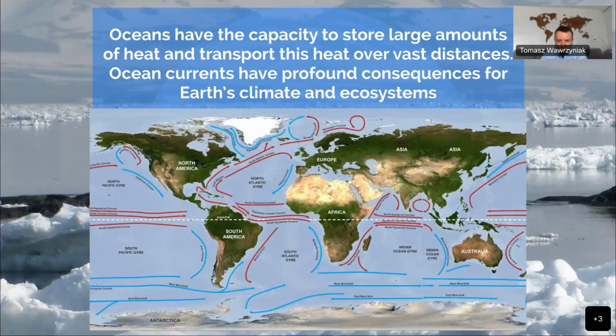Oceans have the capacity to store large amounts of heat, and this heat obtained by the ocean can be transported over vast distances. For example, those red arrows shown on the map are warm ocean currents. The blue ones show the cold ocean currents.